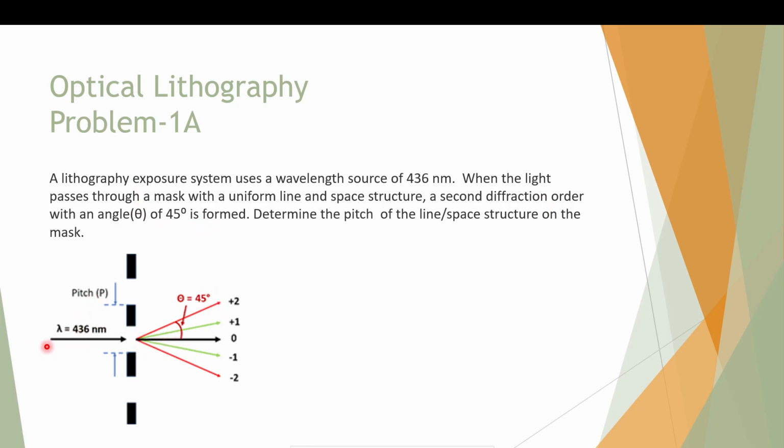So it's an optical litho setup. We are illuminating a mask with a desired wavelength of light, and then through this mask the light will pass, and then it will diffract, and then it will go on to a substrate with photoresist coating on it. That is the general setup. Now they have told us that the second order diffraction has an angle of 45 degree. What they want us to find is to determine the pitch of the line space structure on the mask.